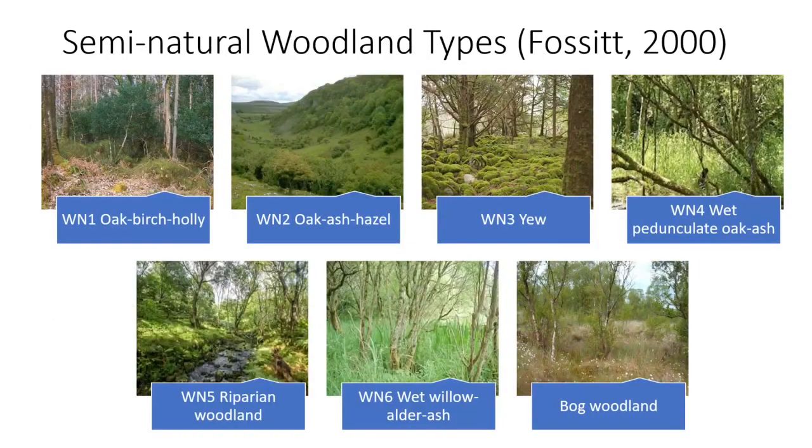Again, using Fossitt, there are a number of different types of woodlands that are semi-natural, so not the plantation forest. They go from everything that has oak and ash, which tend to be the drier ones. Yew forest is really only found in a few places down in the southeast, but it can form part of other woodlands. We can get wetter woodlands: wet oak, riparian woodlands, wet willow and bog woodlands. Those would have higher water levels and species that could indicate a little bit of marshy conditions as well.